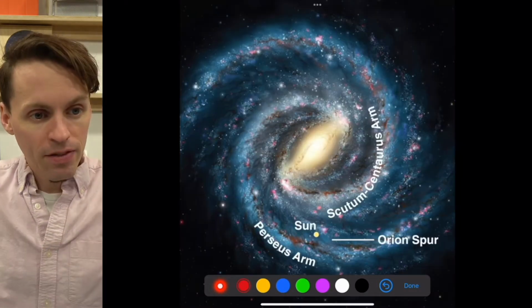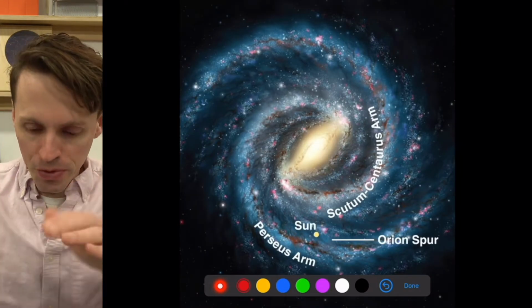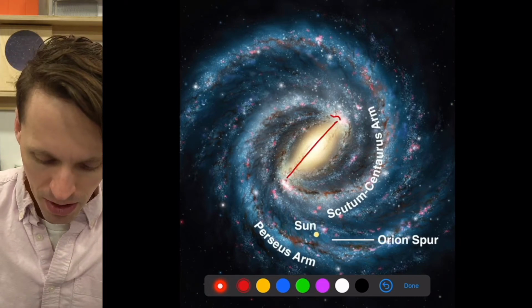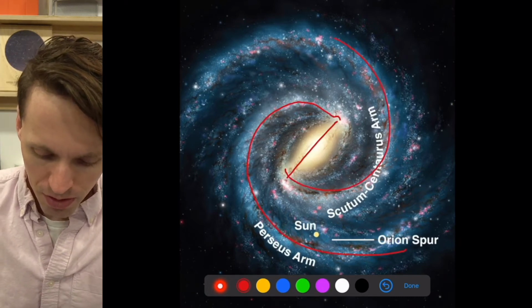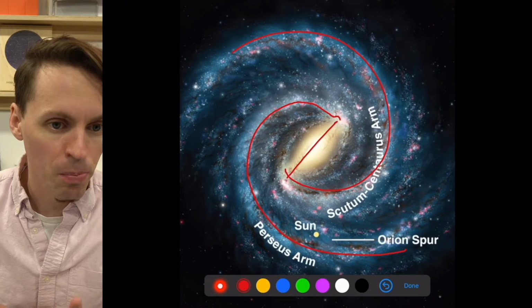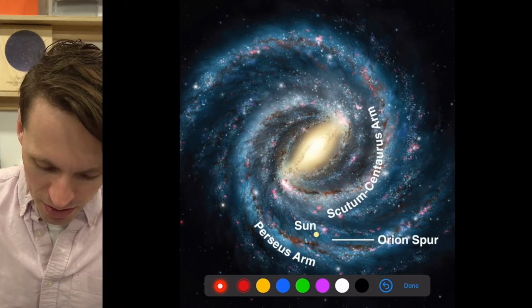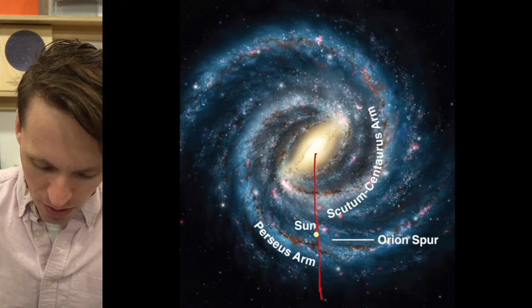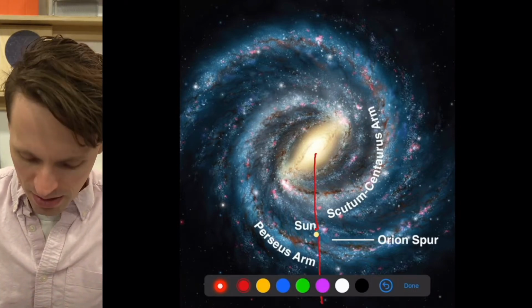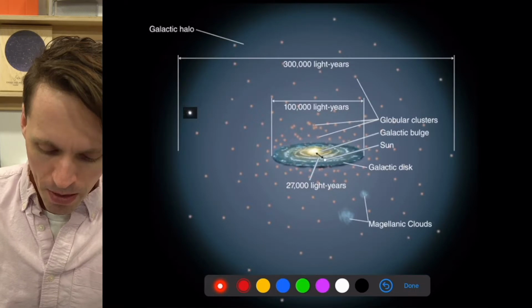If you look at it from the top down instead of through the disk, then you'll see a bar structure with a spiral coming off of it. So this is a barred spiral galaxy. Our galaxy, the Milky Way, is like this. The sun is about halfway out from the center, and in what's called the Orion Spur.